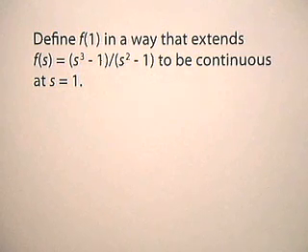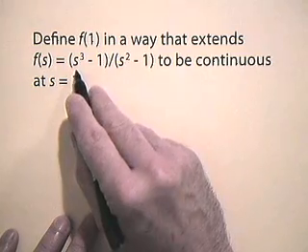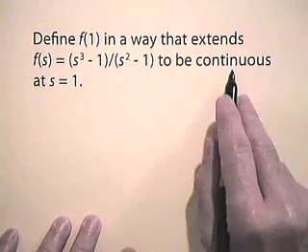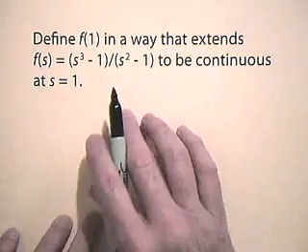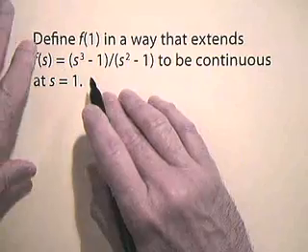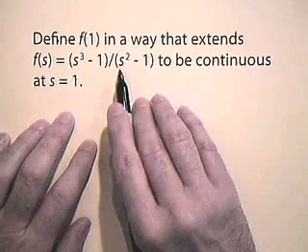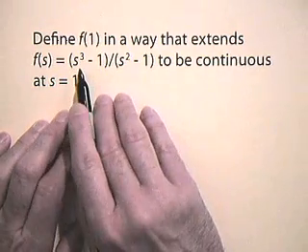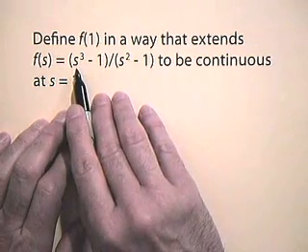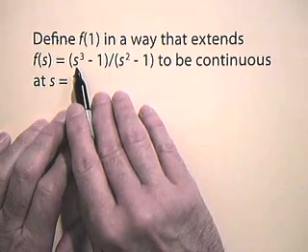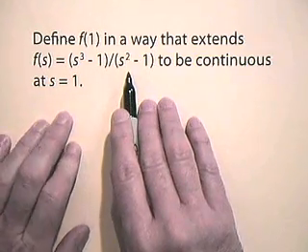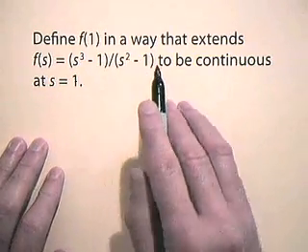Define f of 1 in a way that extends the function f of s equals the quantity s cubed minus 1 divided by the quantity s squared minus 1 to be continuous at the point s equals 1. Notice that if I put s equal to 1, the denominator is 0. 1 squared minus 1 is 0. But the same is true for the numerator. If I put s equal 1 here, s cubed, that's 1 cubed is 1, minus 1 is 0. So both the numerator and denominator vanish at s equal 1.